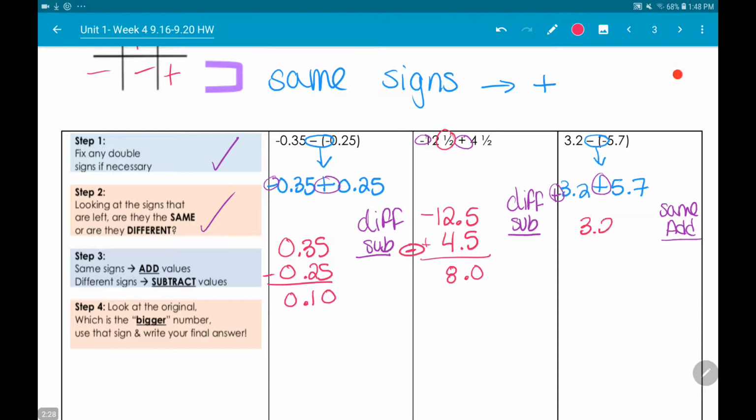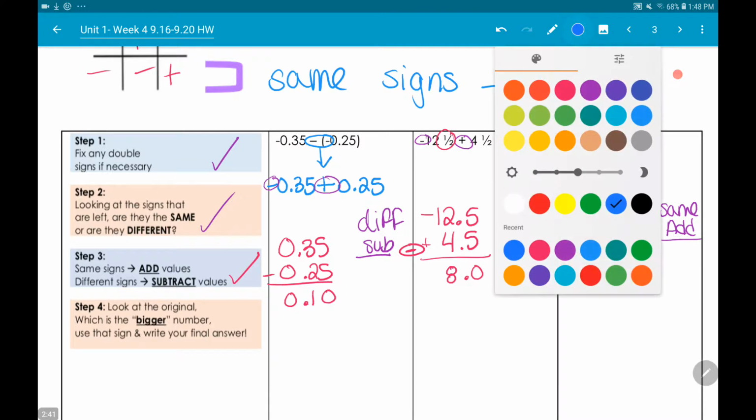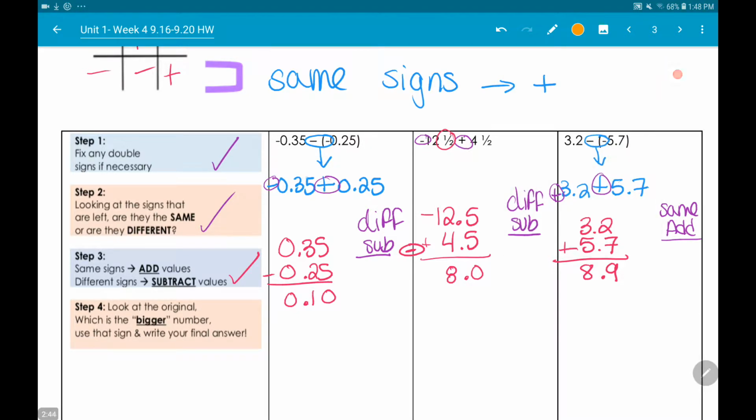And here, I'm adding. All right, so that was step 3. Step number 4, which one was bigger? So I go to this step here and I look at which one was bigger. This one was bigger and that's negative. So my answer is negative 0.10.